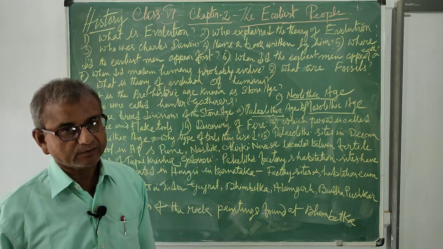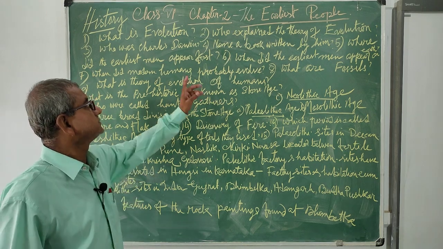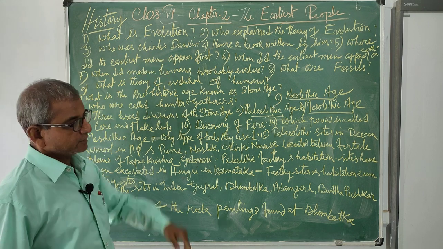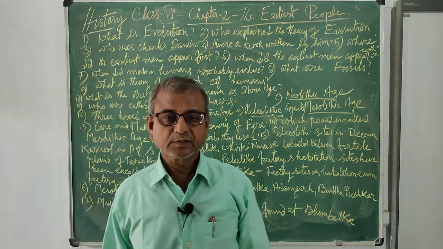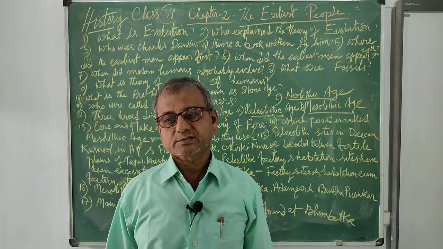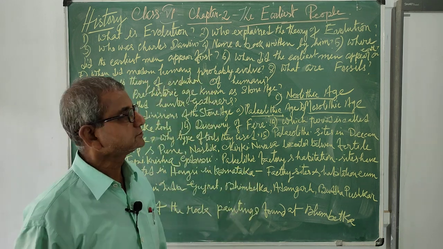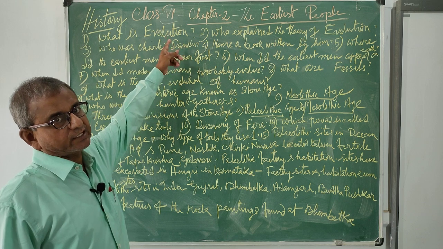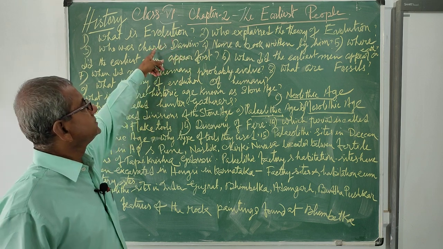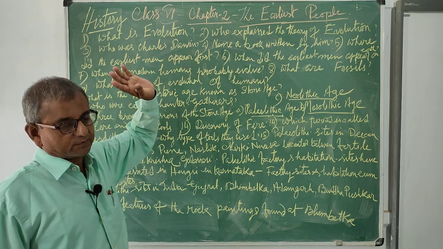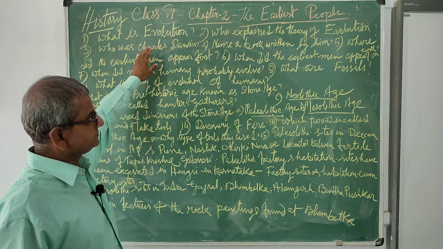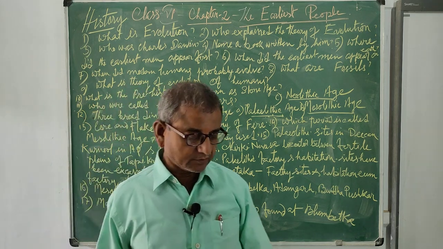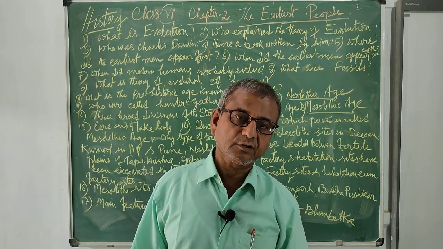Today, I would like to discuss the second chapter of history, that is the earliest people. In the beginning, I would like to discuss what is evolution. Evolution, actually: man appeared on earth 3,500 million years ago, and this evolution was a long process.